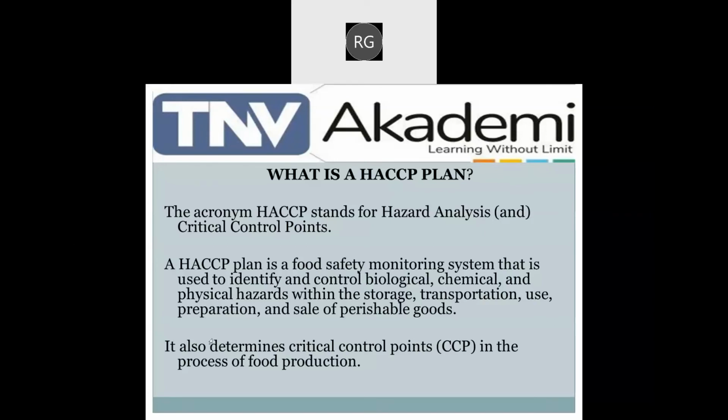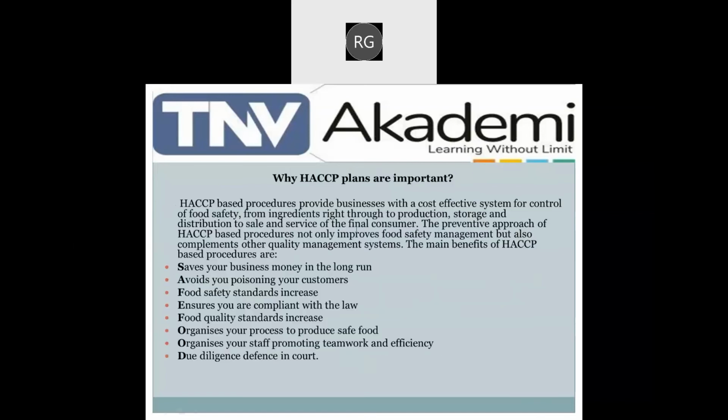Now that you have understood what HACCP is in more detail, it's time to turn your attention to the HACCP plan. So now let us understand why an organization needs to have a HACCP plan in place in relation to the manufacturing of some food products. HACCP-based procedures provide businesses with a cost-effective system for control of food safety, from ingredients right through to production, storage, and distribution to sale and service of the final consumer.